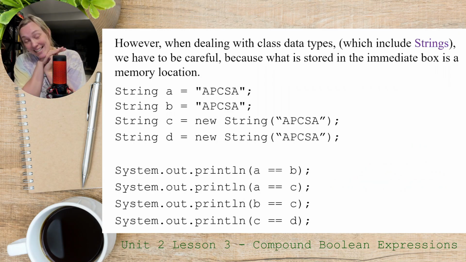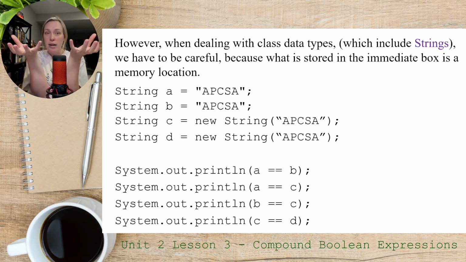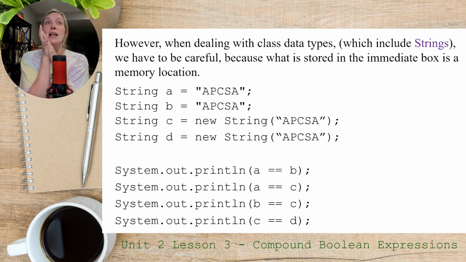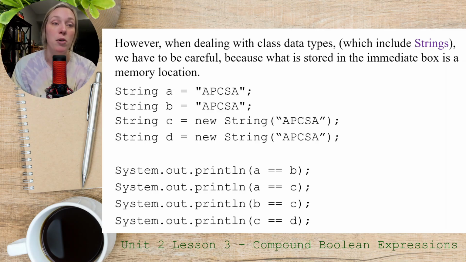Now, with class data types, however, which does include strings, we have to be careful because what's stored in a box is not the data. What's stored in the box is the memory location. Okay. It points to a location in memory. Okay. So I'm going to do a string example here. I'll do an object example in a moment.